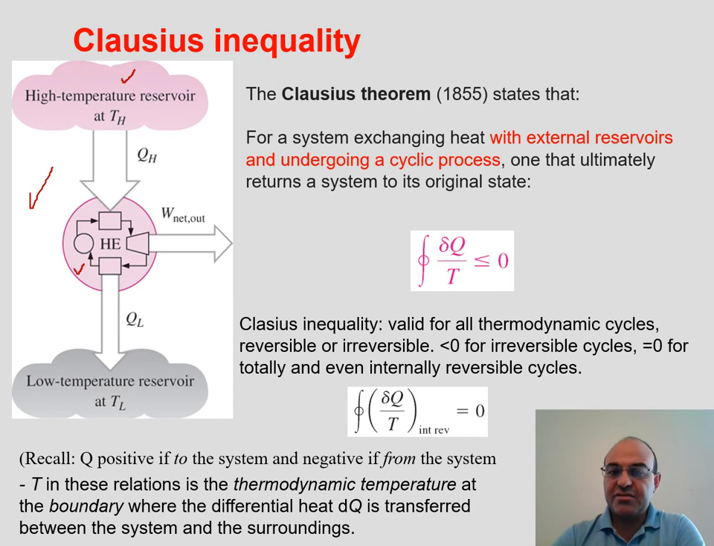So the meaning of the cyclic integral of delta Q over T is that we should evaluate delta Q over T as we follow multiple processes in order to complete the cycle. The thing is that during each process, the delta Q and the associated temperature T may actually vary. So that's why the magnitude of delta Q over T is not the same across the entire path of this cyclic integral.